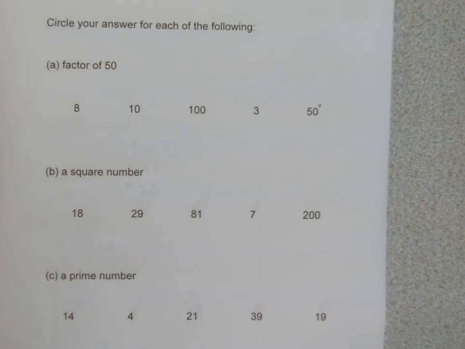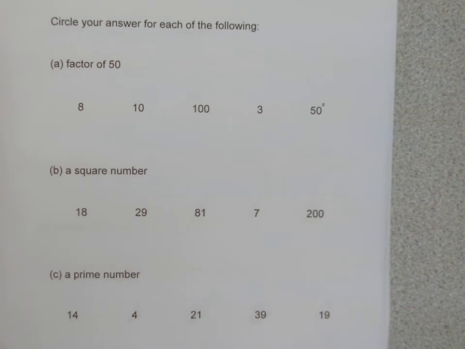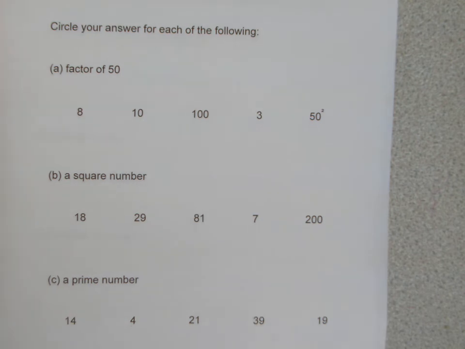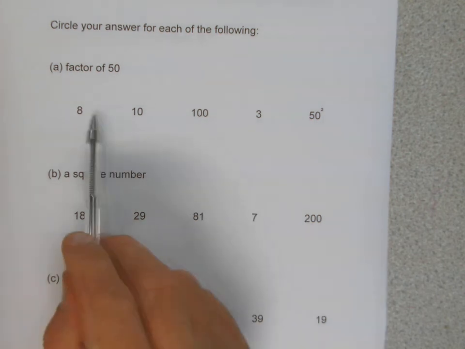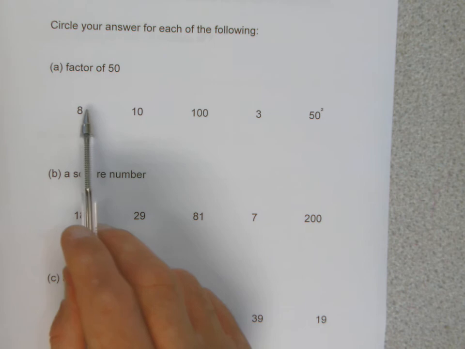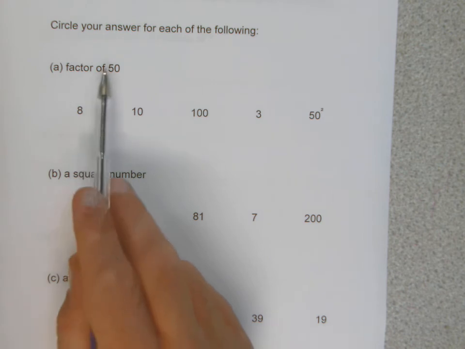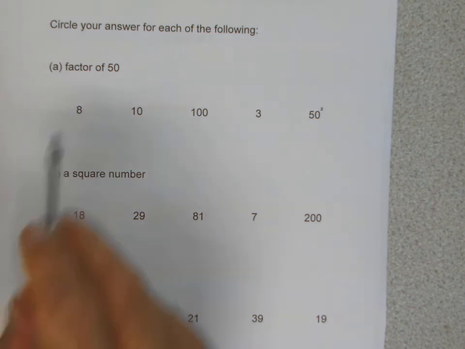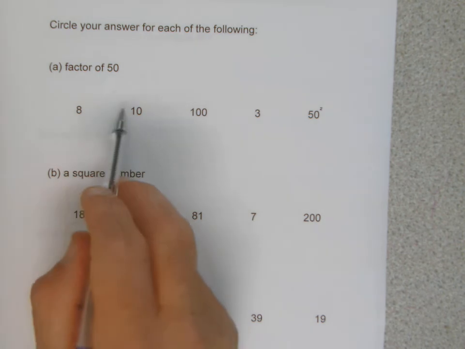It says here, circle your answer for each of the following. A factor of 50. So what we need now are numbers that divide into 50 perfectly. So does 8 divide into 50? If you go through your 8 times table, it doesn't. It won't go into 50. Will 10 go into 50?